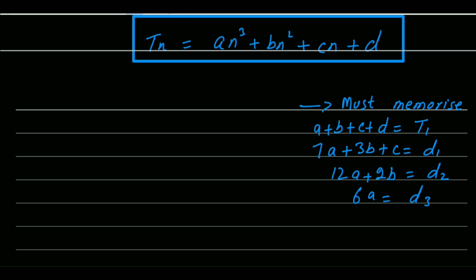Okay, let's do a question. Example is 4, 14, 40, 88 and 164. So this is the sequence. We have to check first of all the difference, that which sequence is this. So let's start.